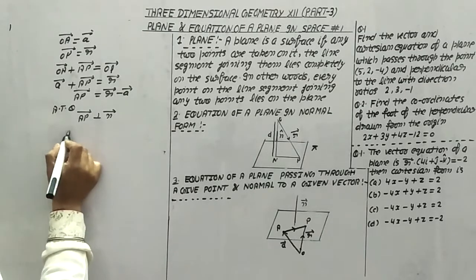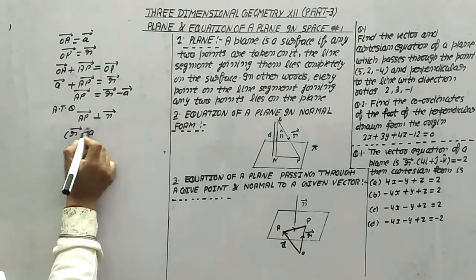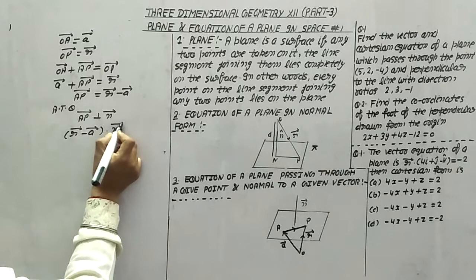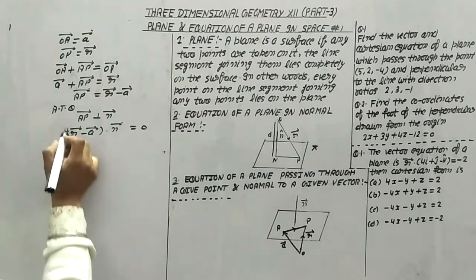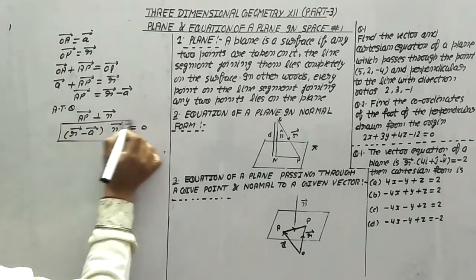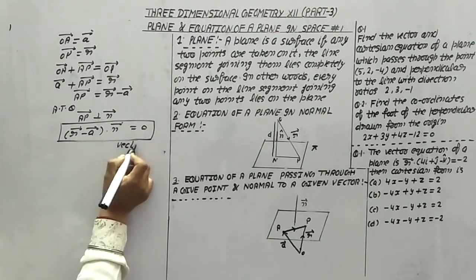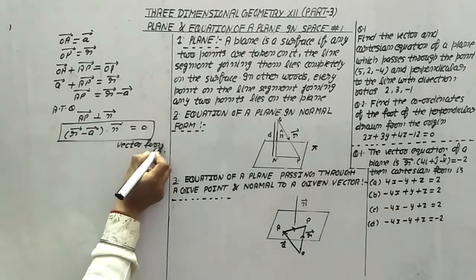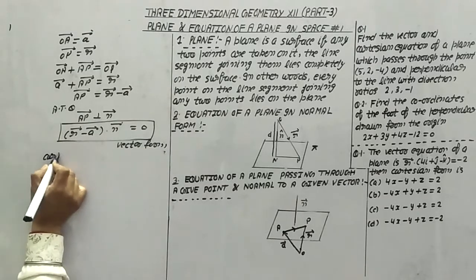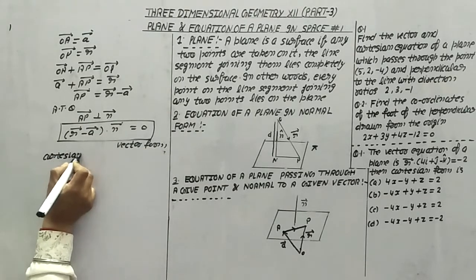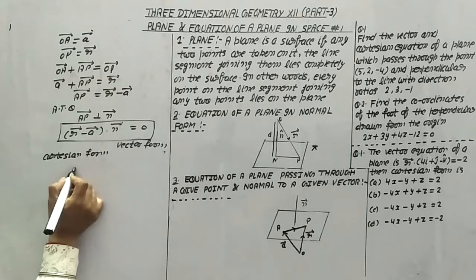AP means (r minus a) dot vector n is equal to 0. So this is the equation of the required plane. Now this is also known as the vector form. If we have to convert it into Cartesian form, then for Cartesian form we will consider the same thing.